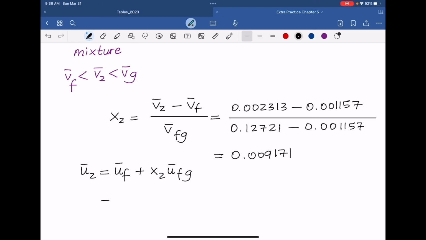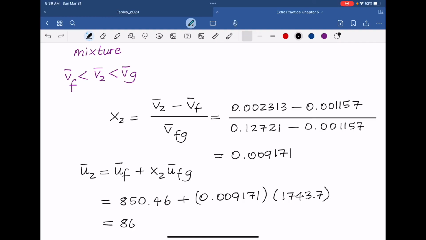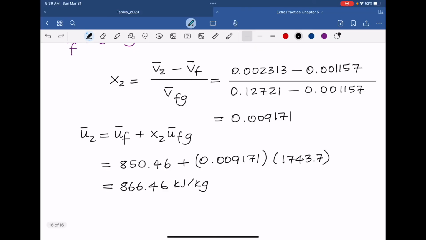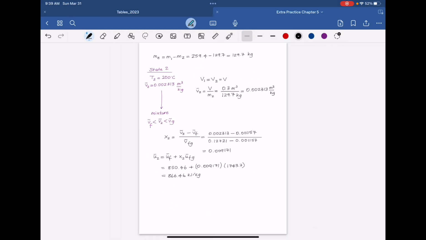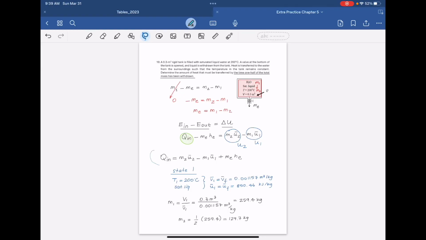Okay, now let's calculate U2, because U2 is what we're going to use in the energy balance. We need to look at this equation now. Through quality and the help of the tables, we can calculate our second state specific internal energy. This was quality, this is Ufg, we read from the tables, and we calculated U2 to be 866.46. Alright, now you actually have everything you need to calculate the energy balance.